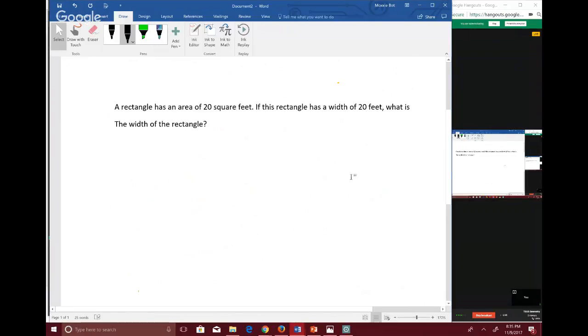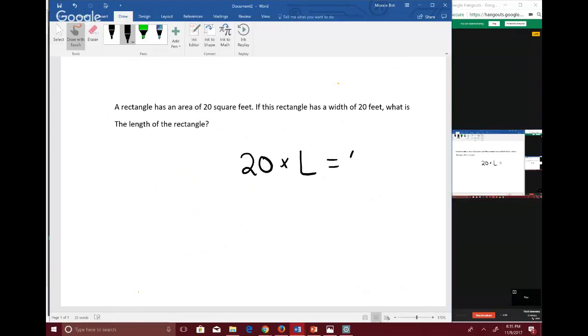So a rectangle has an area of 20 square feet. If this rectangle has a width of 20 feet, what is the length of the rectangle? This seems like you shouldn't be able to solve it because the area number is the same as the width number. But keep in mind how this equation works. So you would have taken the width times the length, and that would have given you 20. If we once again just divide, we just reverse the process. The last thing we did was multiply, so the first thing we're now going to do is divide.